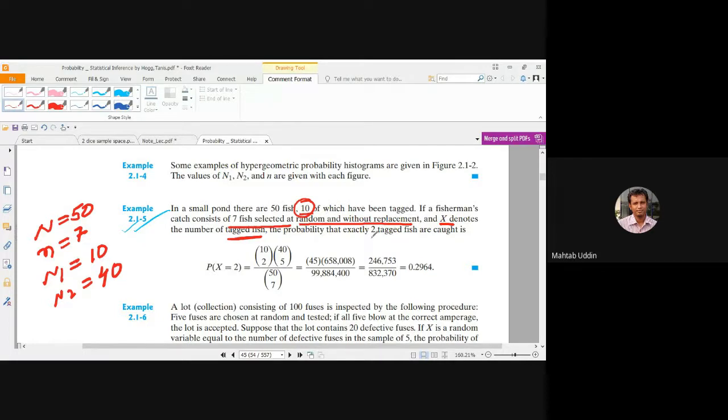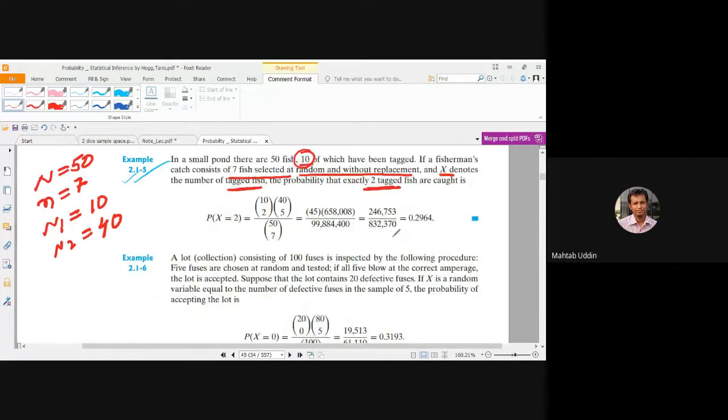Find the probability of exactly 2 tags. So what is our target? X equal to what? 2, right? So out of the 10 tagged fish, we have to take 2, and from 40 non-tagged, we have to take 5. In total, out of 50, we have to take 5. That is, you can write the probability directly. Do you understand?